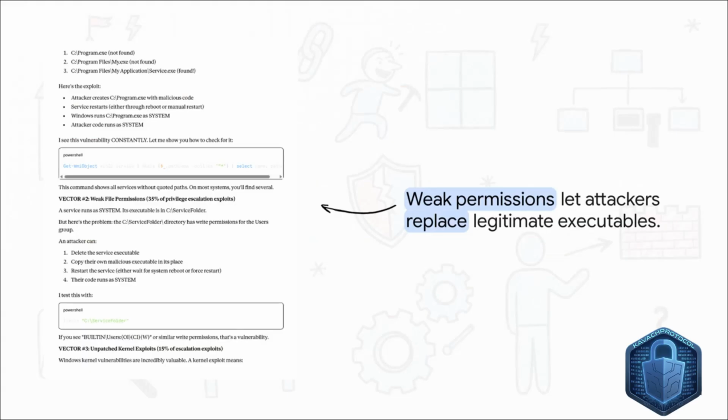Then we have the second massive vector: weak file permissions. Imagine a totally legitimate service running as SYSTEM. If defenders run a quick PowerShell icacls check on that service's folder and see that the general Users group has write access, which is what that W means right there, that is a critical flaw. The attacker doesn't even need to be clever here. They just delete the legitimate executable, paste their own malicious file in its place, and restart the service. Instantly, their code is running as SYSTEM.